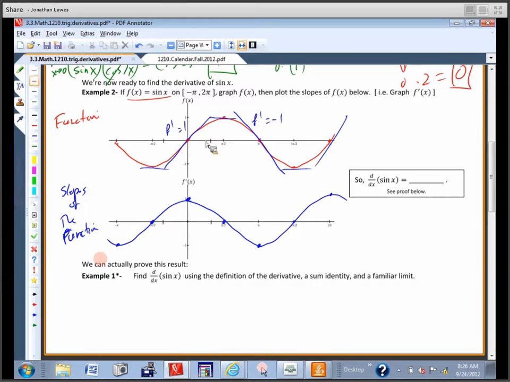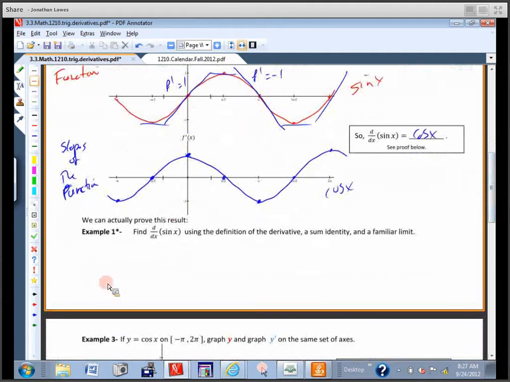So if this is the original function, and this is sine of x, what does it look like its derivative is? Looks like it's a cosine. Looks like that's cosine of x. Okay, so let's run through here and let's actually prove this. See if I remember how to do this.